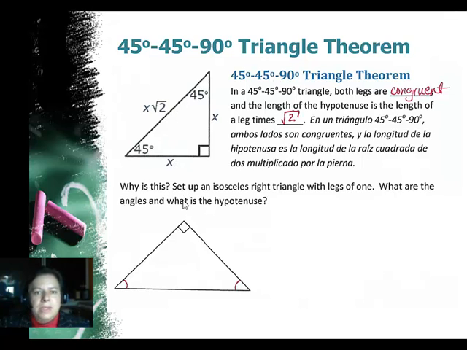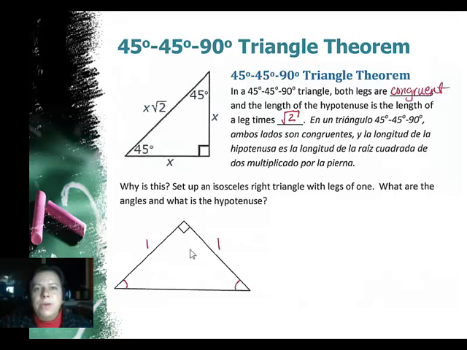Now, why is this true? So I'm going to go ahead and set up a right triangle with legs of 1. And how do I know, if this is an isosceles right, that both those angles are 45? Well, I could say that there's 90 degrees, and every triangle has 180 total. That leaves 90 left over. So each of these base angles has to be the same. They split it, so they're both 45. So any isosceles right triangle is 45 and 45 for the base.